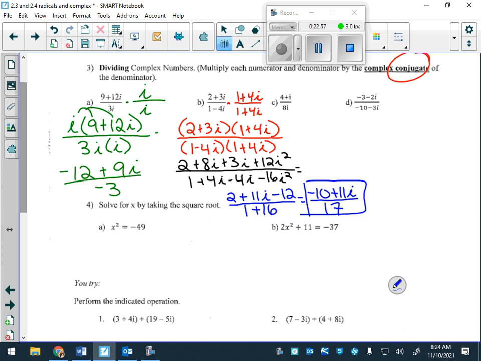The numerator, you should have gotten 2 plus 8i plus 3i plus 12i squared, right? That simplifies to 2 plus 11i minus 12, correct? Are we all okay? Then when you combine like terms, it's negative 10 plus 11i. We're good. Now the denominator, this is what you get: 1 plus 4i minus 4i minus 16i squared.